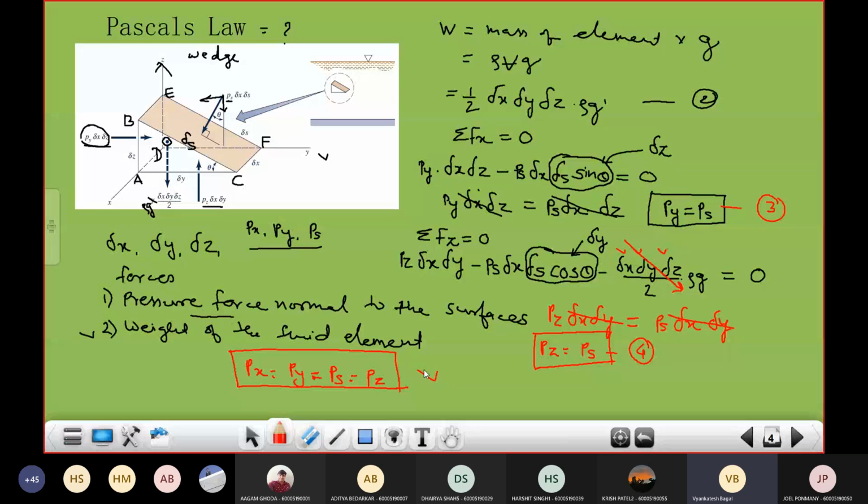Now can I go ahead? Yes. So what is the use of this Pascal's law?